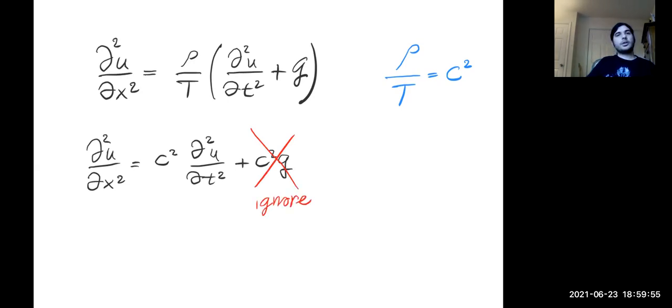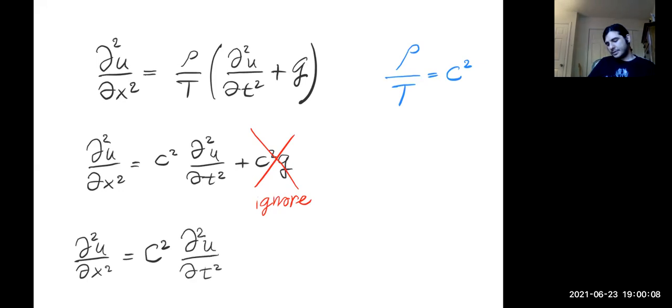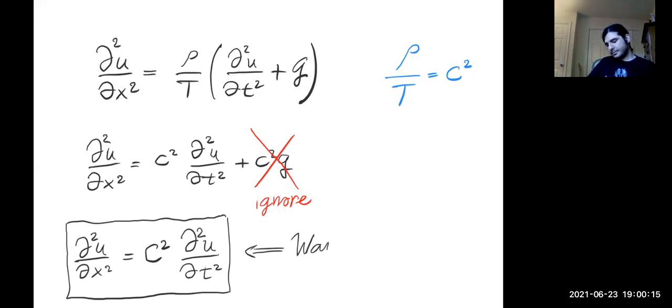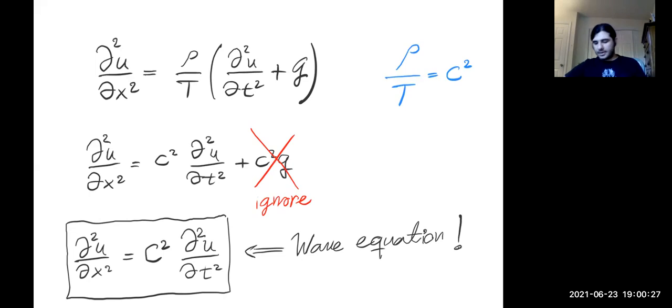If we do that, what we are going to get is the second derivative of u with respect to x is equal to a constant, it doesn't matter what this constant is, times the second derivative of u with respect to time. This is what we usually call the wave equation. Okay. So this is the second interesting PDE we have in this course.